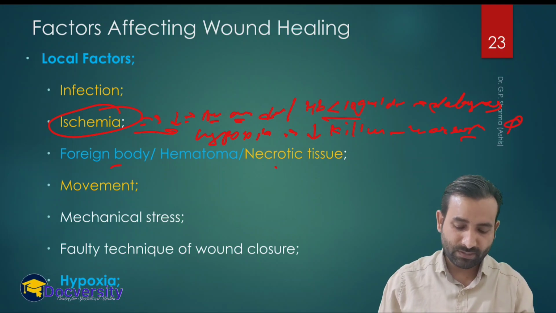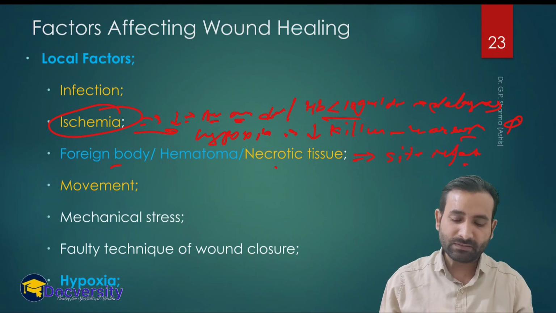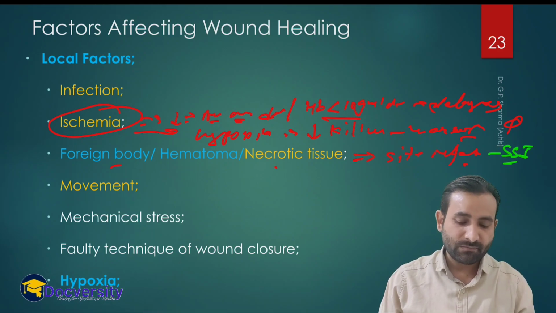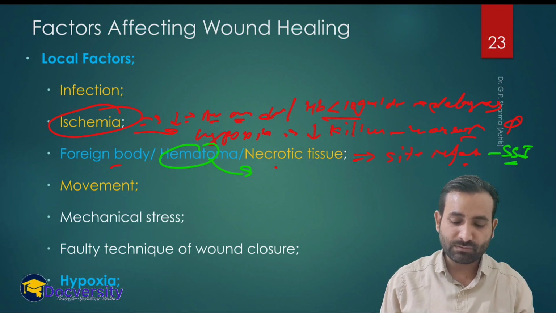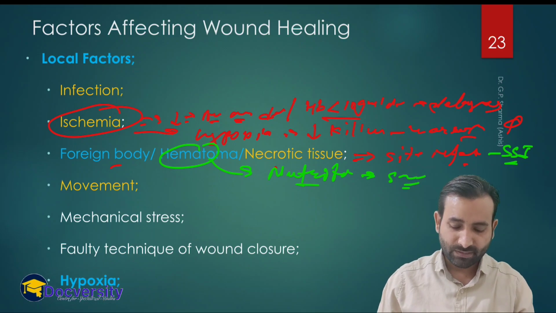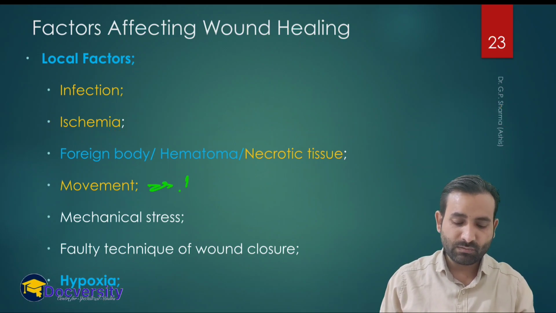Foreign body, hematoma or necrotic tissues, they are the potential site for what? Site for infection. So there will be a problem in wound healing. They will produce the surgical site infection. But hematoma sometimes also gives nutrition to the healing wound, so if the hematoma is smaller, do not drain the hematoma. Movement: if you have less movement, no blood flow, delayed healing.